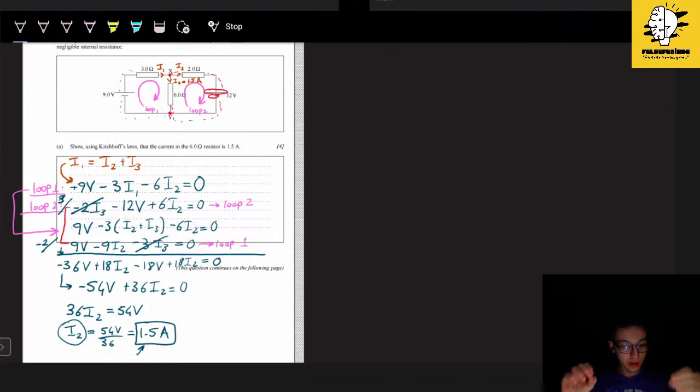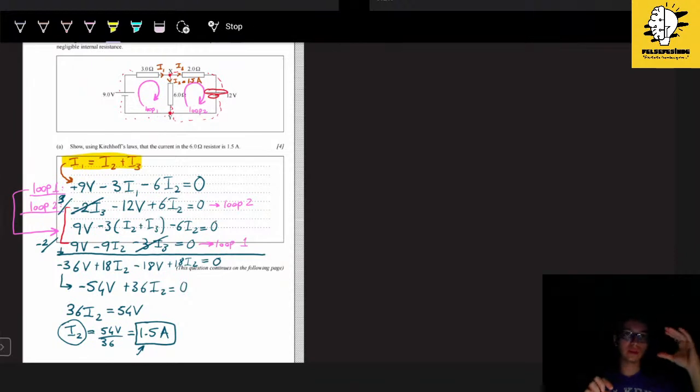Just a quick summary. We used Kirchhoff's first law by using one junction. You may also use two junctions. Then we assigned some random loop directions, and using this loop direction we indicated for the resistors and batteries whether we are going down the current or up the current.